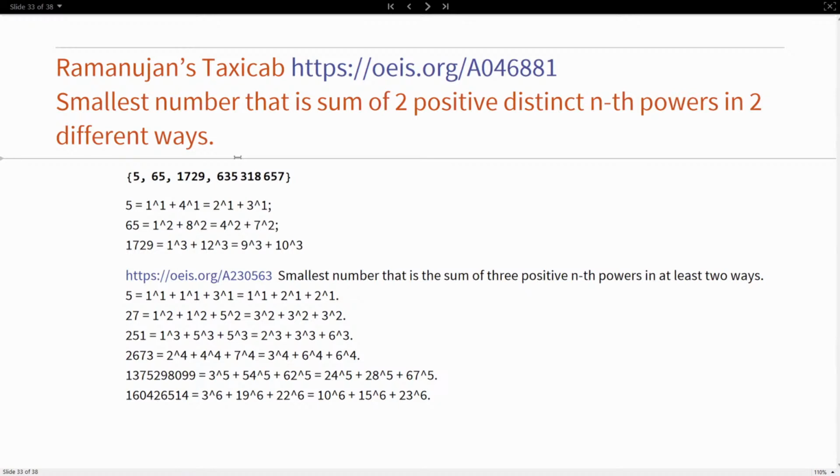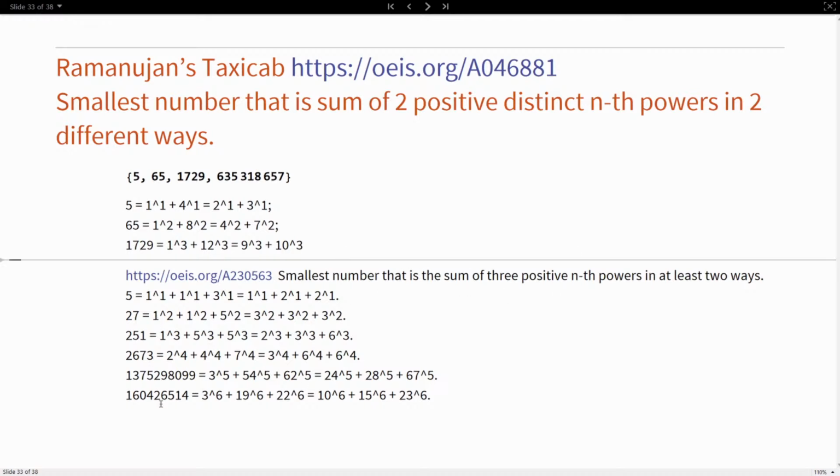For powers, so that there's two solutions for the same thing. For example, 1729, or the Ramanujan taxicab number. It's the sum of cubes in two different ways: 1 cubed plus 12 cubed, or 9 cubed plus 10 cubed. The term for fourth powers is here. There's two different solutions for the sum of fourth powers, but what the next term is for the sum of fifth powers is unknown. And that's the sequence here.